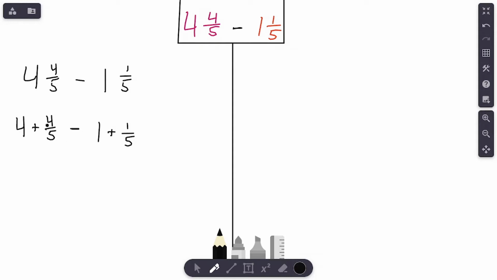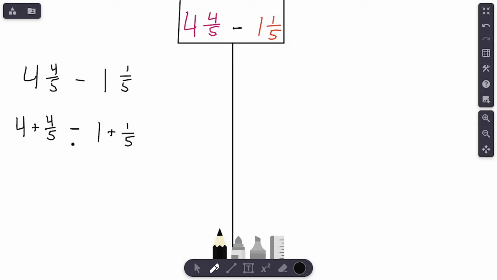So what I'm going to do here is rearrange this problem. The reason we can rearrange this problem, 4 plus 4/5 minus 1 plus 1/5, is because of some of the different properties that we've learned, okay?